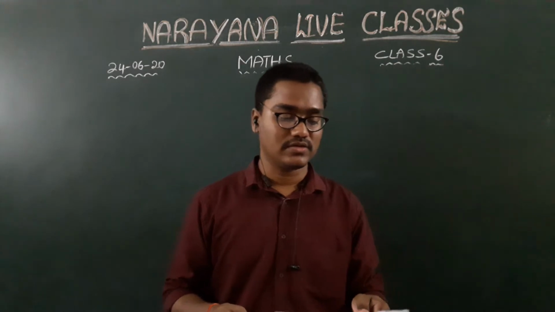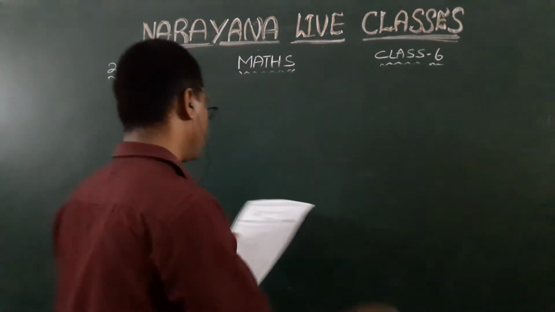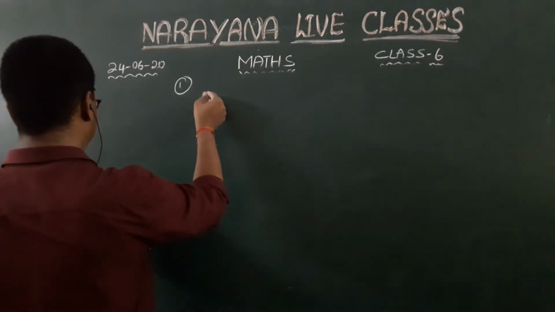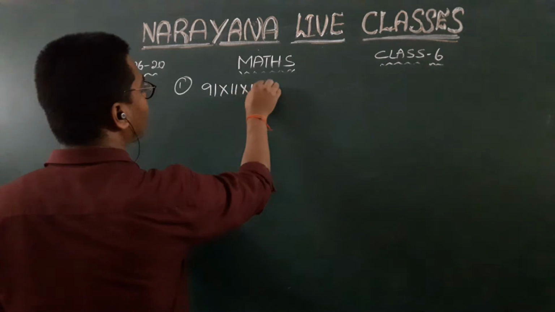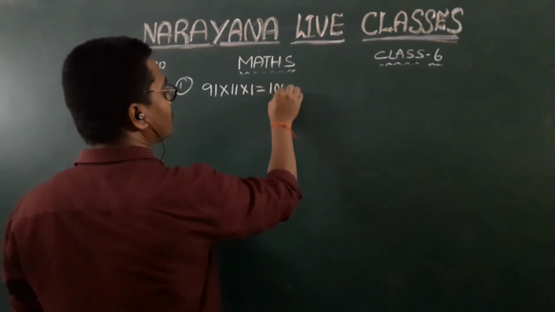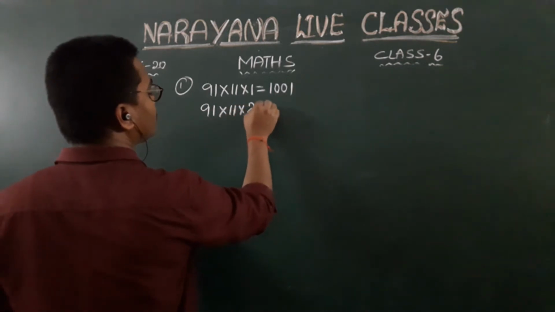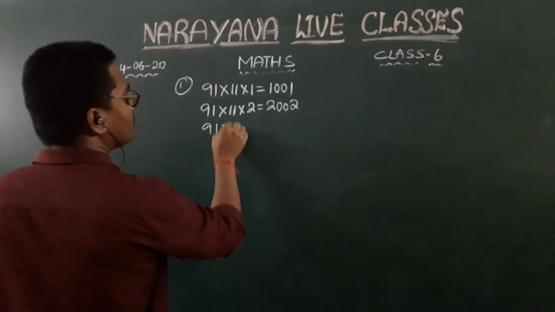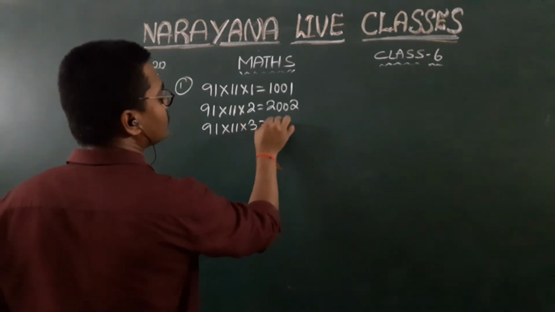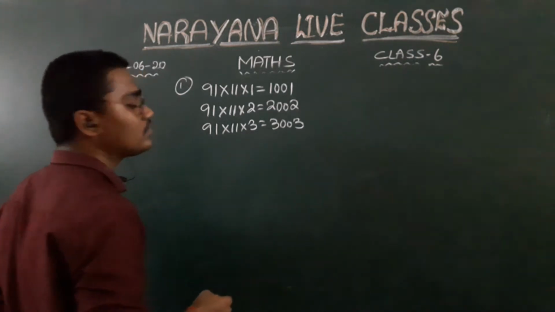So today in this topic we would like to discuss some assignment questions in 6th class. The first question is all about studying the pattern, children. Please observe the pattern carefully. The question is 91 into 11 into 1 is equal to 1001. 99 into 11 into 2 is equal to 2002. 91 into 11 into 3 is equal to 3003. If this is a question, they are asking us to write down the next 4 steps, children.